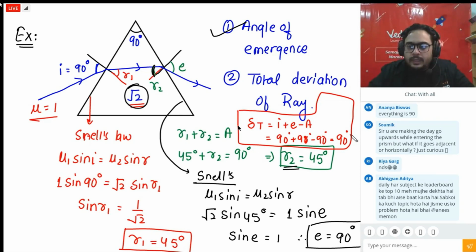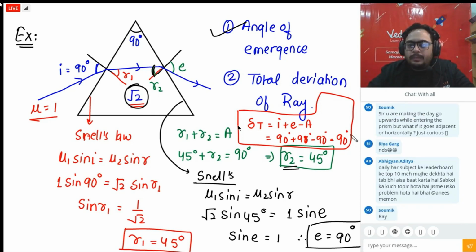Somik is asking, you are making the ray go upwards while entering the prism. Beta, it will deviate towards the other side. It will deviate towards the other side.